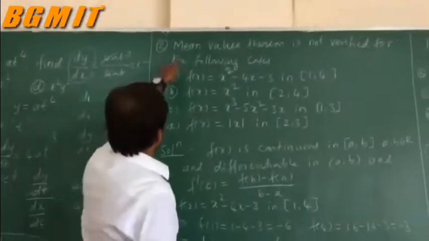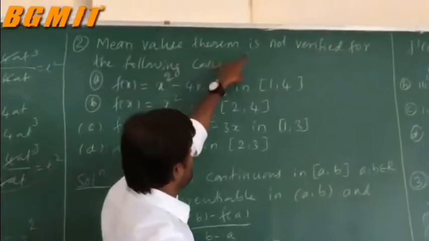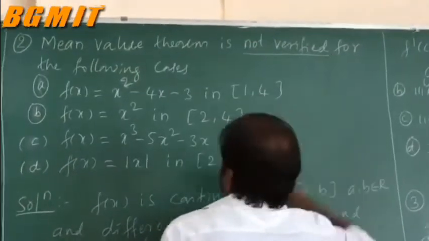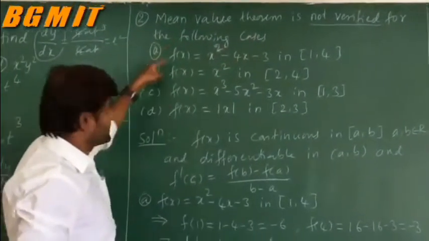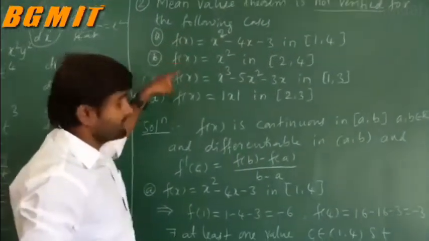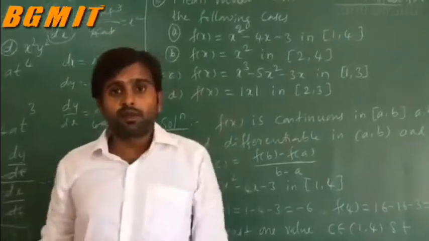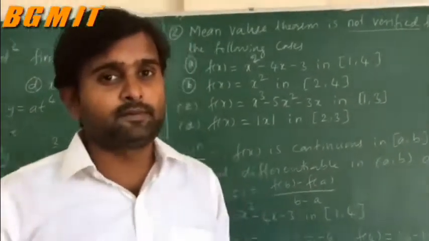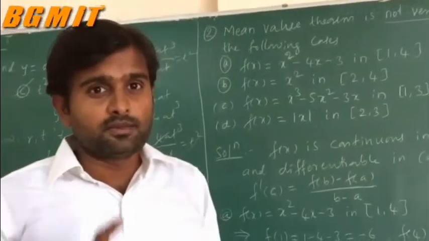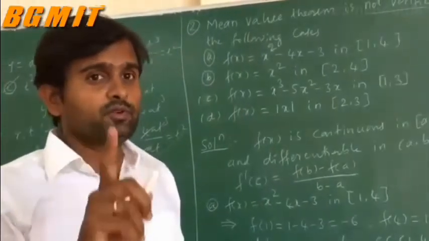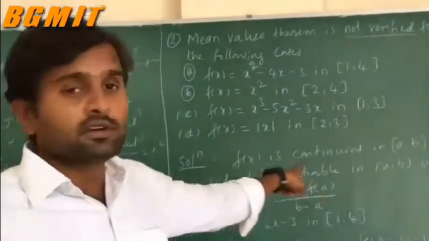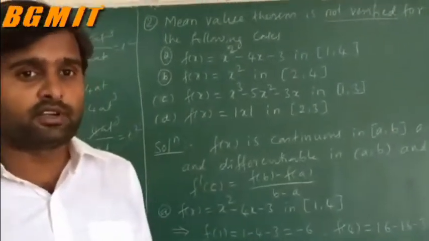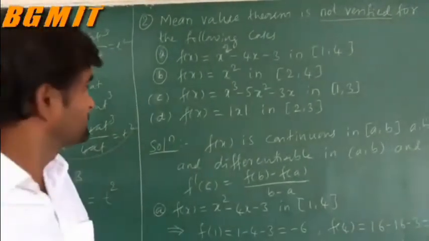Here is the question: the mean value theorem is not verified for the following cases. Here you have 4 cases. They ask which case the mean value theorem does not verify, right? But here we should remember the statement of the mean value theorem. What is the statement of the mean value theorem?